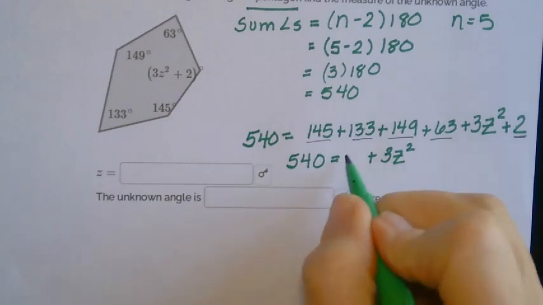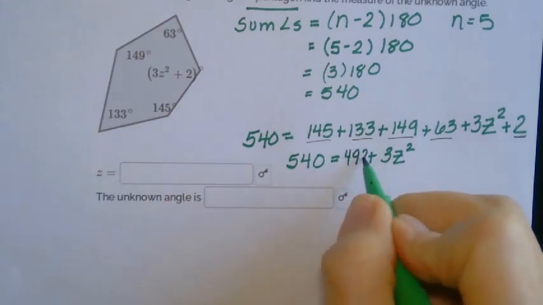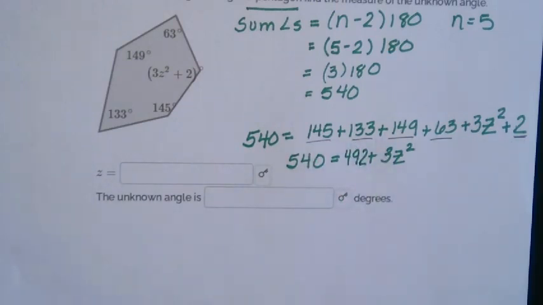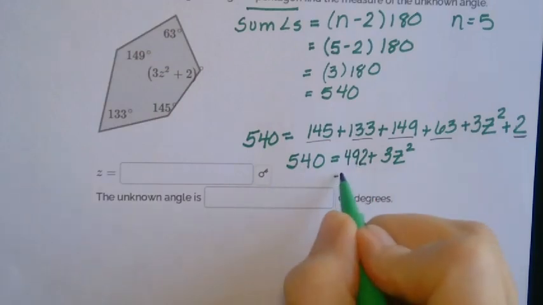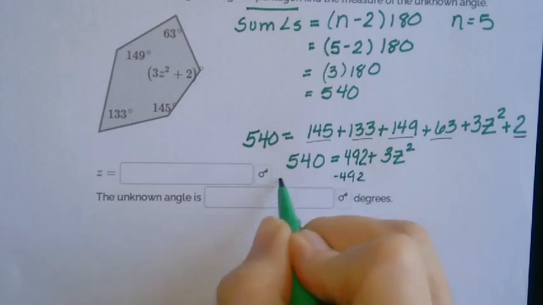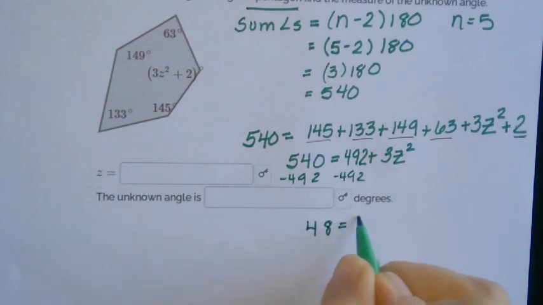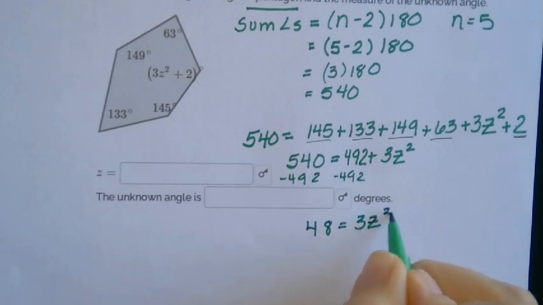Yeah, I'm getting a lot of 492s. So when we add up all those numbers, it should be 492. So just finish solving this equation. Subtract 492 from both sides. Kind of skip down here. So that's going to be 48 equals 3z squared.